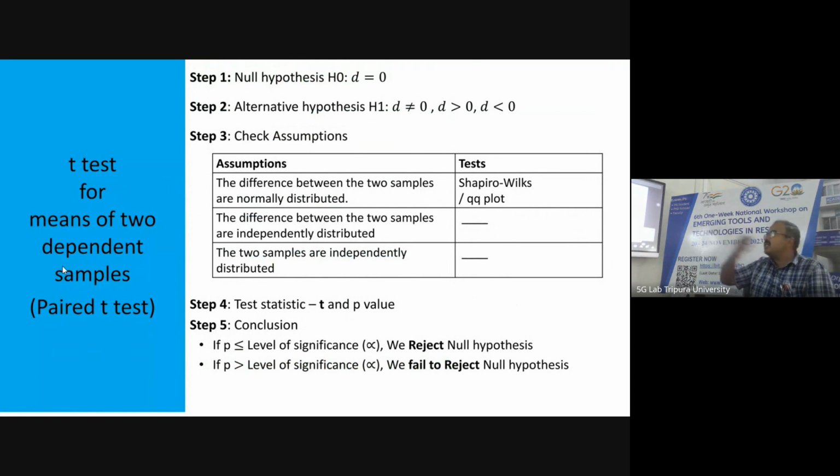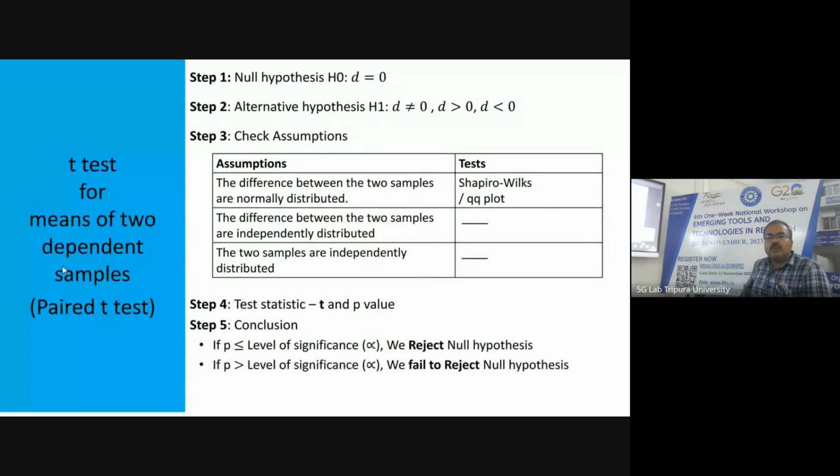There is another variation, that is the paired t-test. Paired t-test means there are certain steps for that. The null hypothesis is d equal to 0, and the alternative hypothesis is d not equal to 0, d greater than 0, or d less than 0. Now, what assumptions do we have?